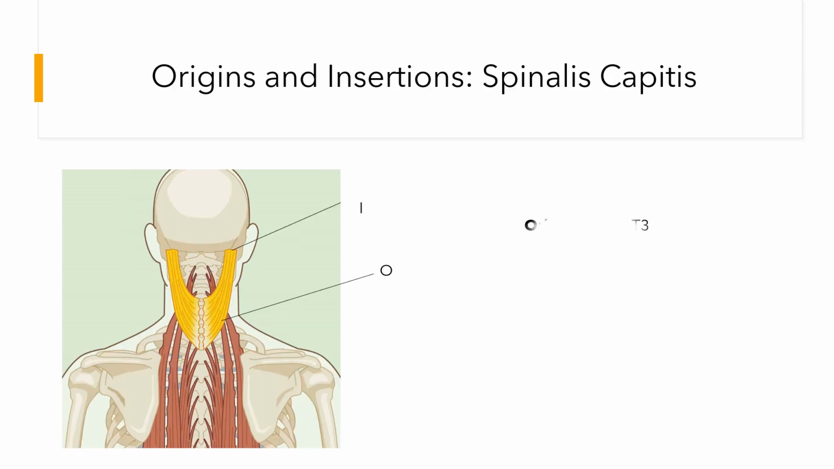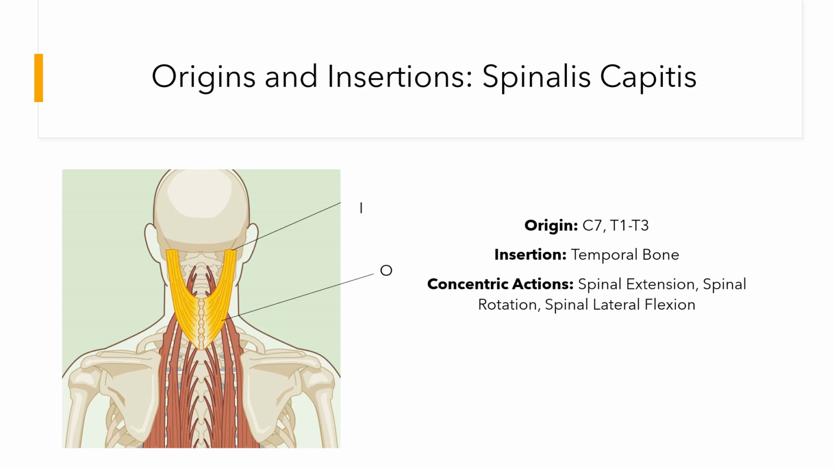You've then got the beard-looking muscle, the reverse beard, the spinalis capitis. So the cap of the spinalis, the top of the spinalis group, originating C7 to T1 to T3, inserting in the temporal bone up at the base of the skull. Concentrically, you're going to get extension of the neck, spinal rotation of the neck, and spinal lateral flexion of the neck. Eccentrically, you're going to get spinal flexion, spinal rotation, and spinal lateral flexion.